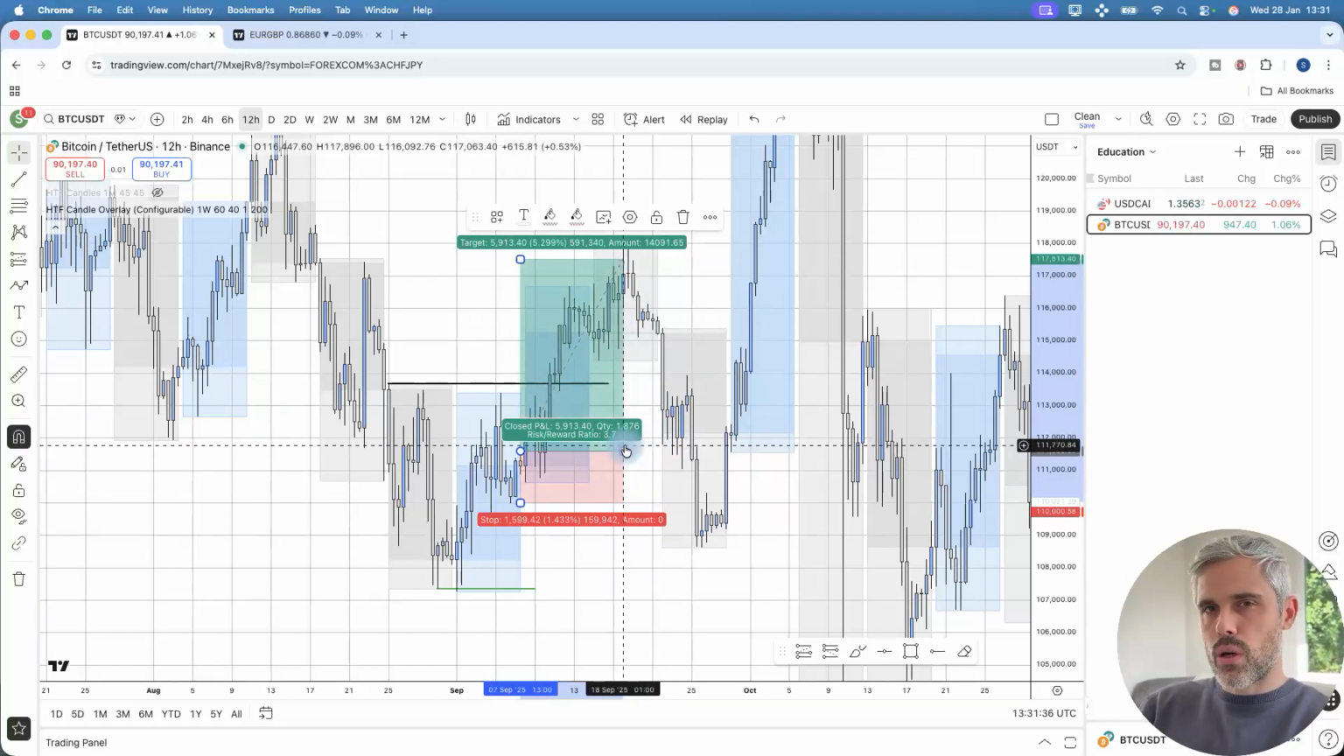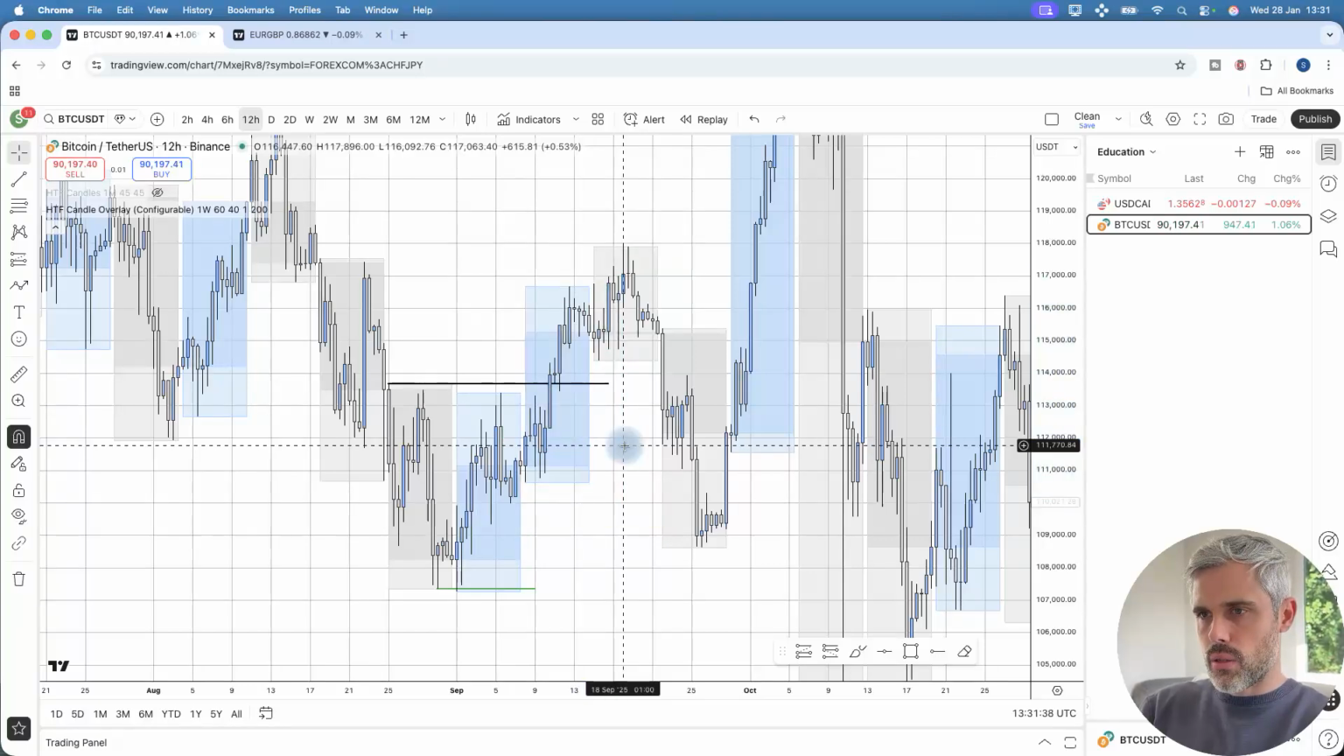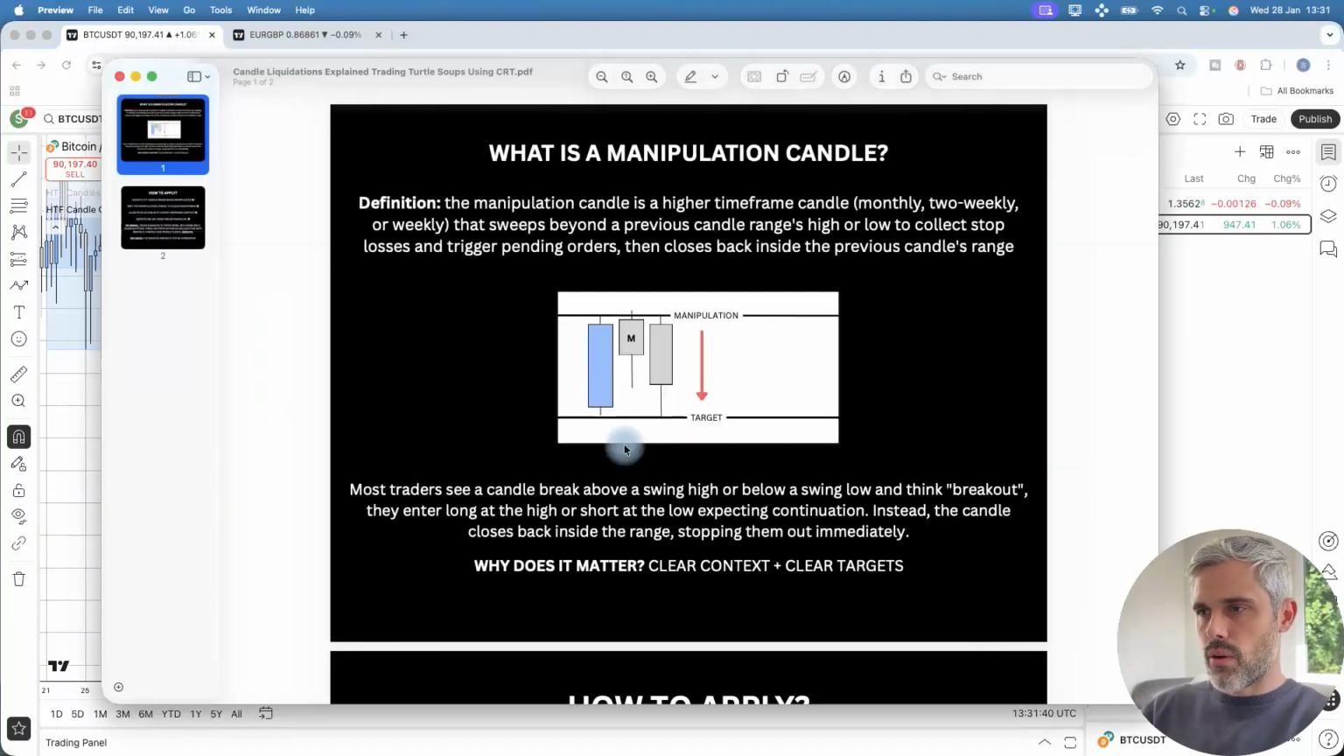So that's how to spot high probability manipulation candles. Let's touch on some theory, and then I want to walk through some more detailed examples.